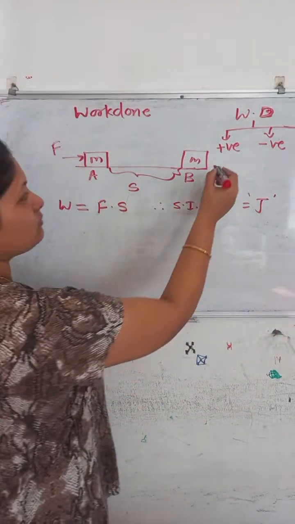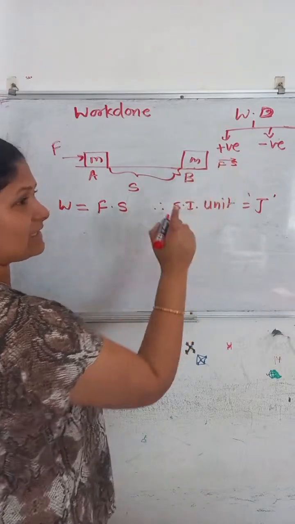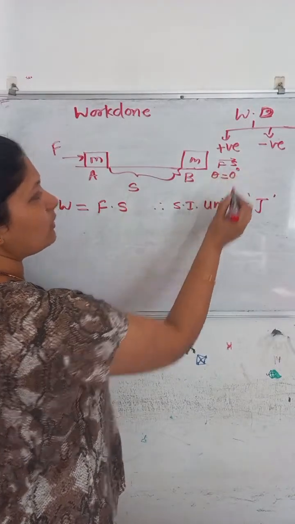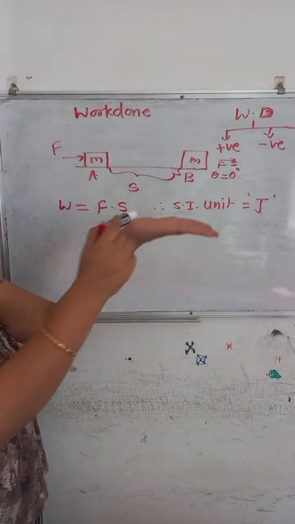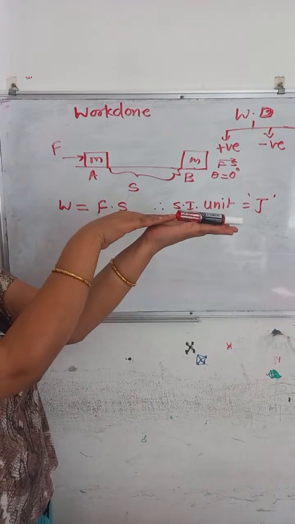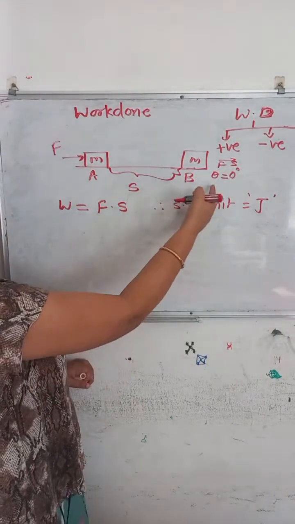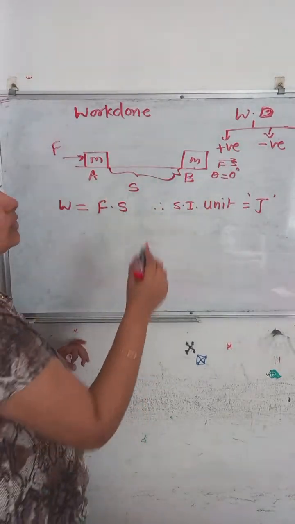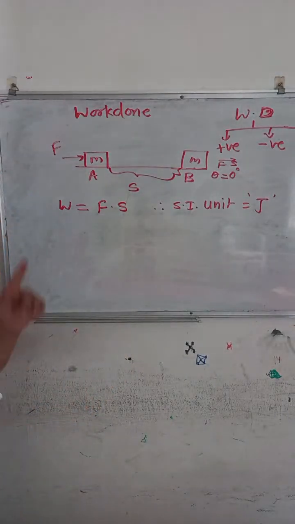Positive work done means my body is moving in the direction of the applied force, so F and S are in the same direction. In that case the angle should be 0 degrees. Suppose this is a surface and this is an object, and I am applying force over here. The object goes in the direction of the applied force, so the angle is 0. Both are moving in the same direction.